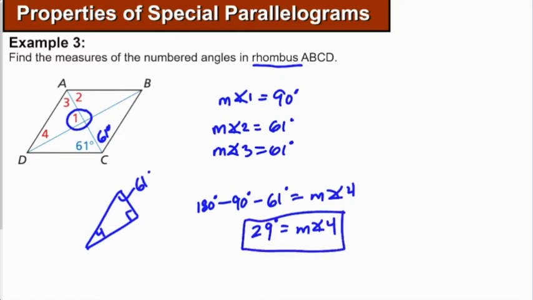So we use the perpendicular diagonals theorem to get angle 1, and we use the fact that diagonals bisect opposite angles to get angles 2 and 3. And then we use that there is 180 degrees in a triangle to get angle 4.